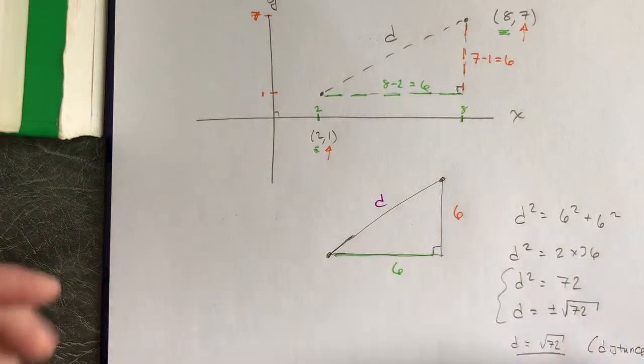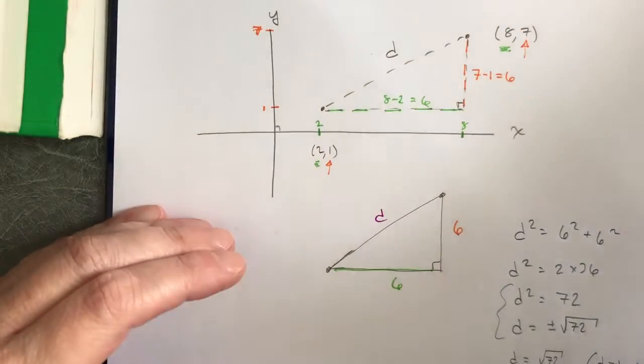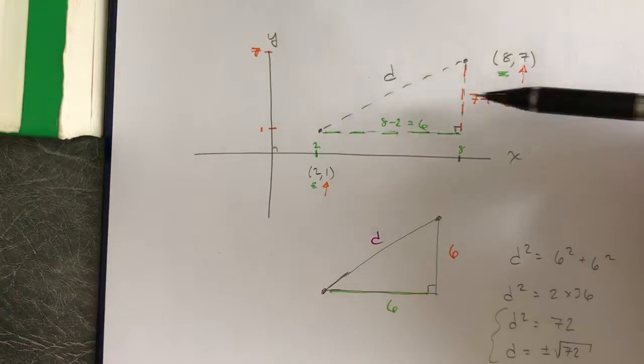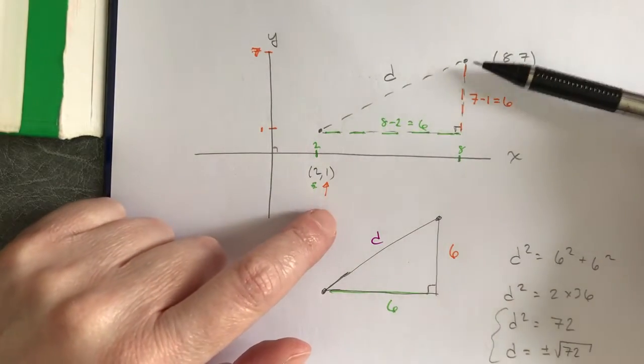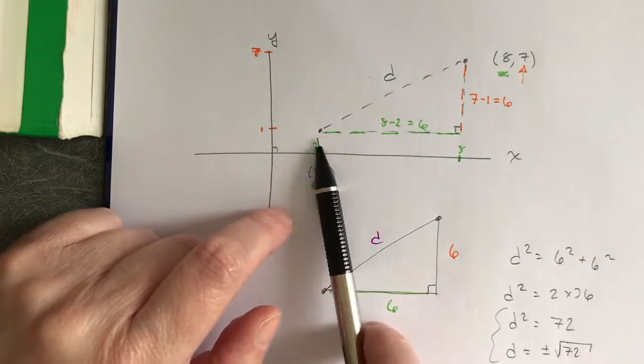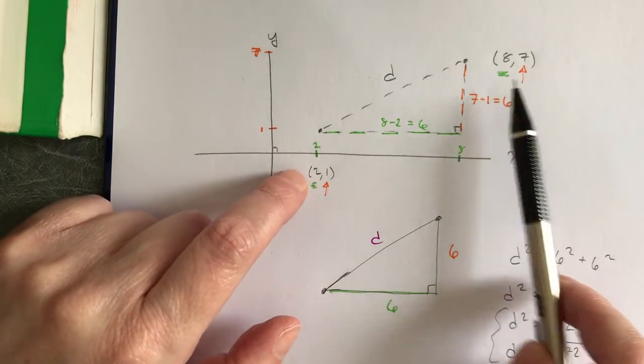Okay, so this is all based on Pythagoras. So if I try to scoot things off my desk so I can show this up. Okay, so in general, what we did here is to get this orange side, we subtracted the y-coordinates. To get this green side, we subtracted the x-coordinates.